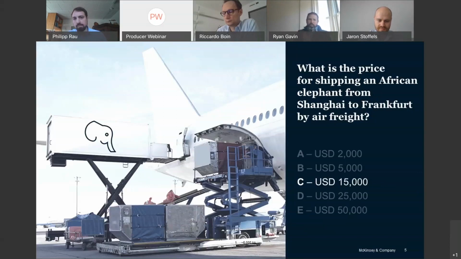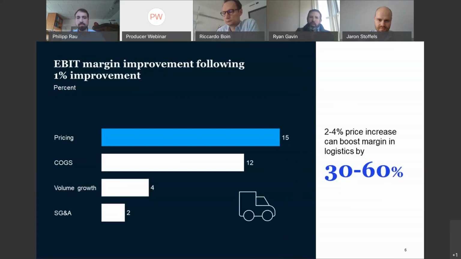If we go to the next page, and you took a step back and thought about the value of pricing, the chart here is pretty simple, but pricing is the most valuable lever there is if you think about just a 1% improvement. A 1% improvement in price drives more margin to the bottom line than a percent improvement on COGS, more volume, and certainly than SG&A or any kind of internal cost improvement.